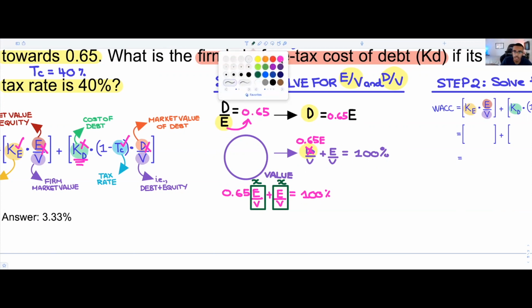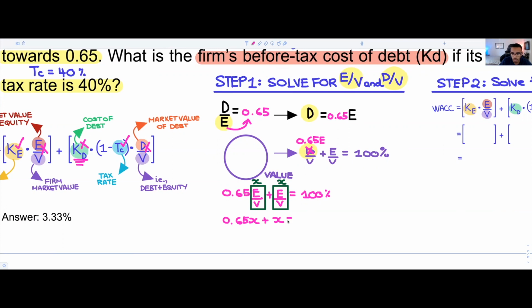So what you're going to do is write this as follows: 0.65 X plus X is going to give you 100%, or 1, really up to you. So now that we know this, we could actually solve for X, and I'm going to do this with you because it's my first time solving this question. So 0.65 X plus X gives you 100%, such that you could either use a fraction or just get a decimal. It's really up to you. In this case, I'm lazy to write the fraction. I don't think you'll love it either. And we're going to write 0.6060, such that X, which is our equity over value, is equal to 60.606%.